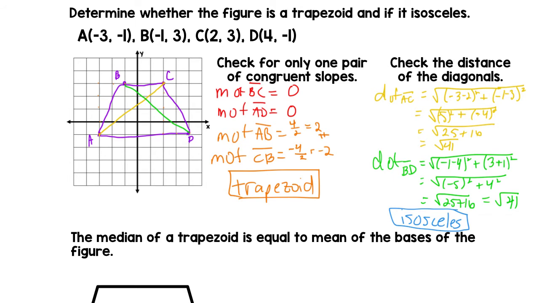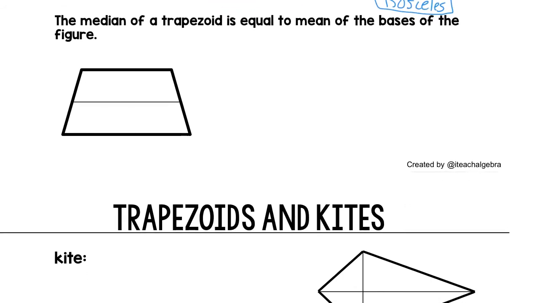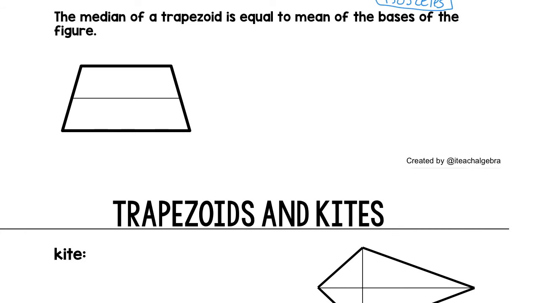All right. Now, the median of a trapezoid is equal to the mean of the bases of the figure. So if we want to see what this means, this is the median here in the center, like the median is in the center of the road. The median in a trapezoid is in the center of a trapezoid. It's in between the two bases and parallel to those lines. It splits each of the other sides of the trapezoid into two congruent parts.